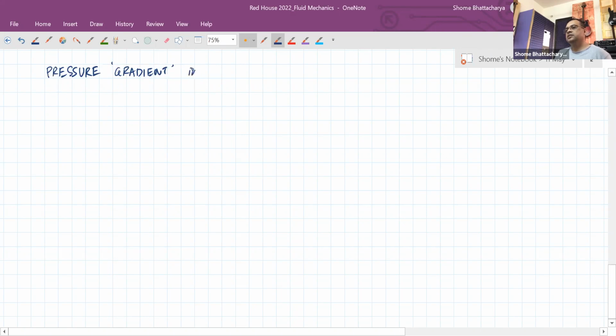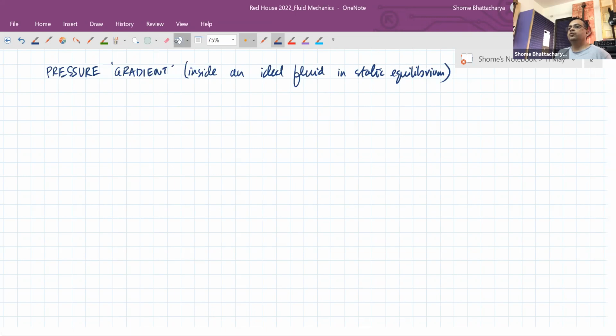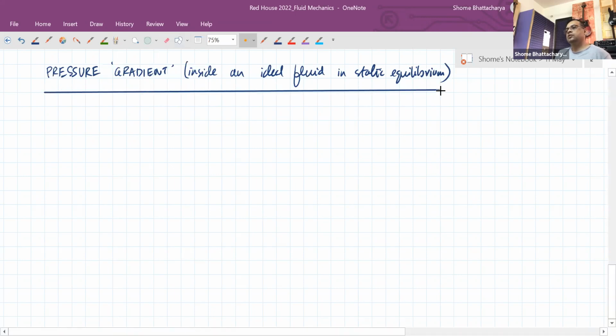Pressure gradient inside an ideal fluid in static equilibrium. Okay, so that's just a very complicated way of saying how pressure varies with position inside a fluid which is at rest, albeit an ideal fluid. So the term gradient in general is rate of change with respect to position.